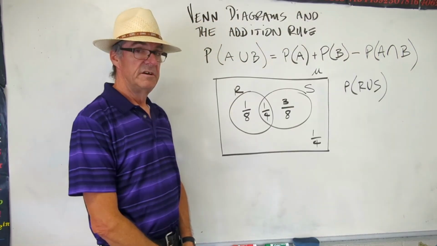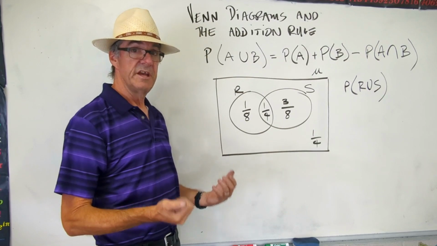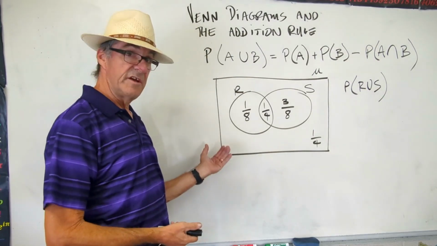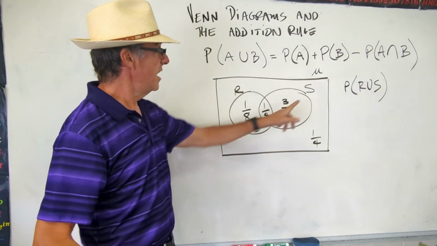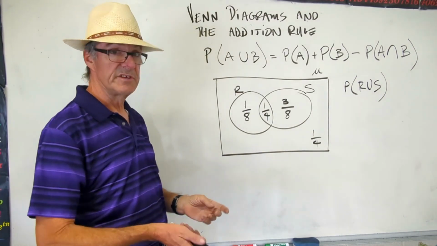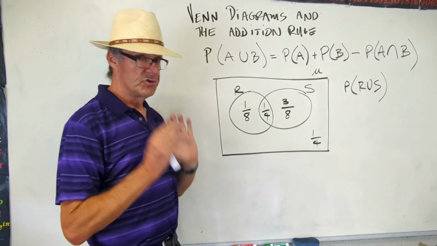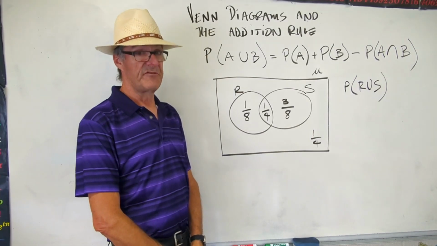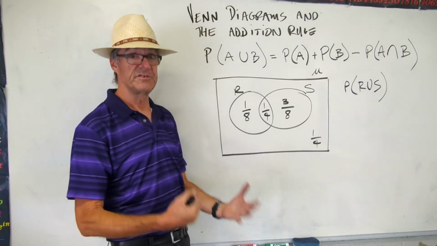All right, let's do a little bit more of a complicated example. So here's your Venn diagram with event R and event S. The probabilities are given in fractions here, so that's going to add a little bit of a wrinkle. You should be able to manipulate your fractions just fine. That's assumed prior knowledge for this course.